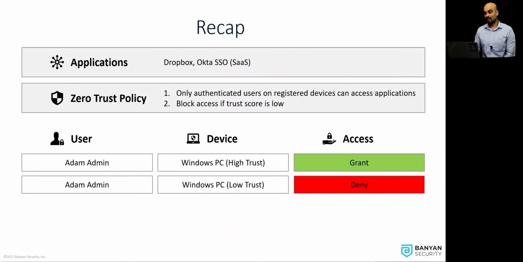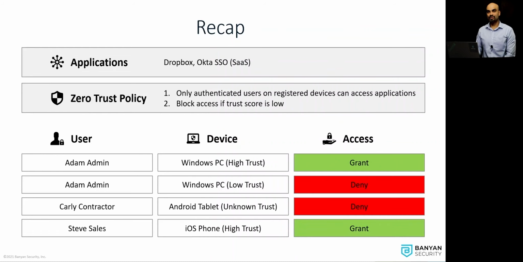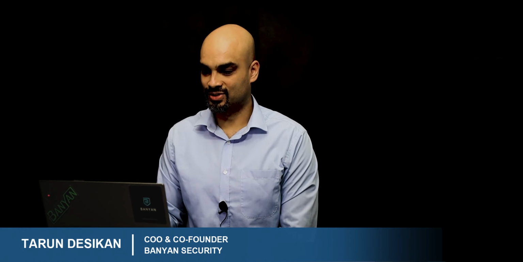Then we downloaded some malware to lower the trust of the device, and we saw the real-time revocation of the session. We looked at what access looked like from an unknown device, a contracted device, and access was denied. We were able to cloak the identity provider. And finally, we saw a smooth workflow from a registered iOS device. So we call this transparent zero trust, a zero-touch zero trust.